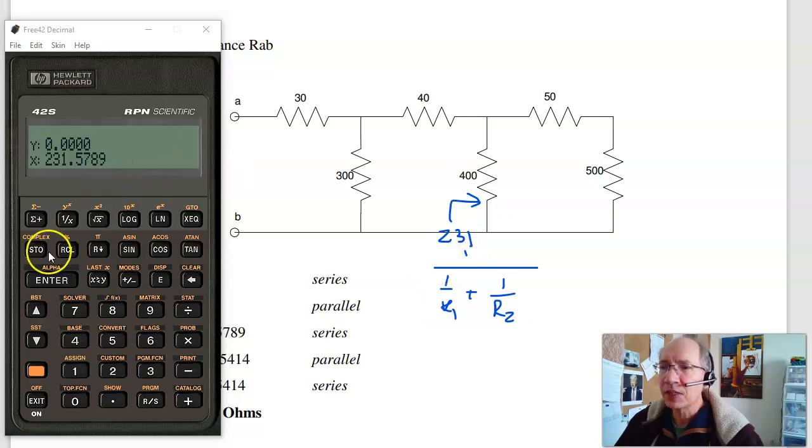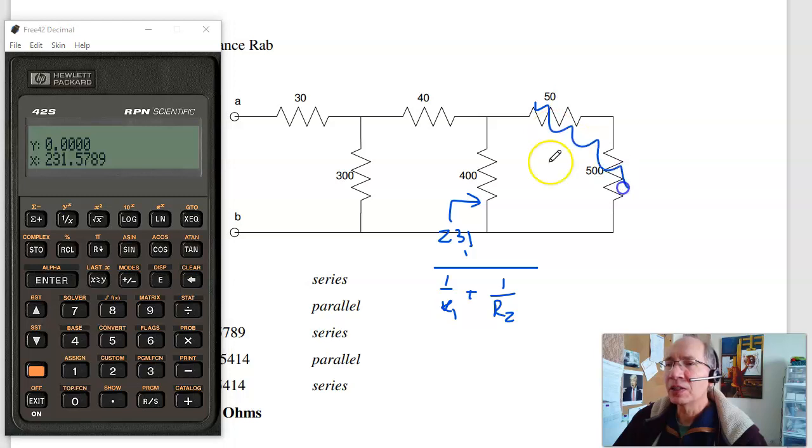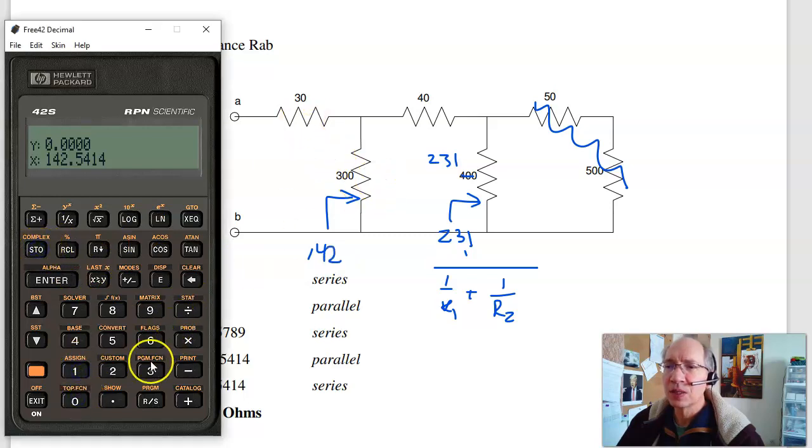And I'm going to save that as store 02. I'm going to use that later. Now all this can be replaced with essentially 231 ohms. This is in series with 40. In 40, you add. In parallel with 300. In parallel, you take the inverse, 300, inverse, add, inverse. So all this together is 142 ohms. And I'm going to use that number later, so I'm going to store it. Plus 30. Total resistance is 172 ohms. That's what I see looking in.